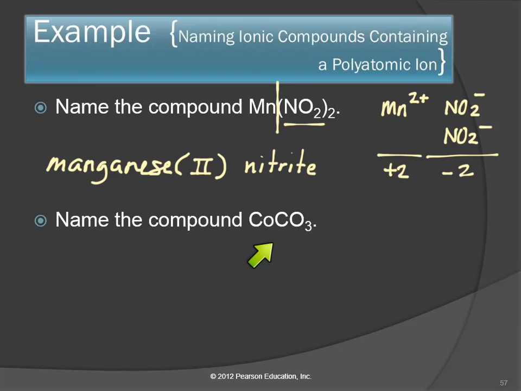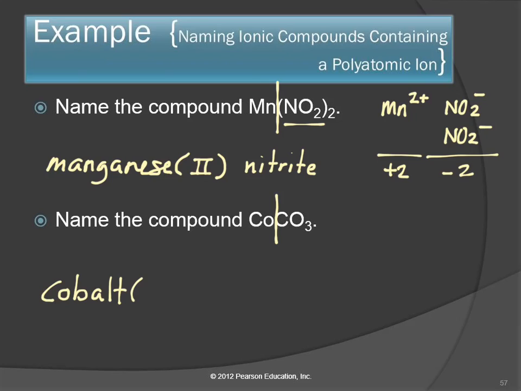How about this one? That one looks like Cocoa 3 might be a good name for it, but that's not. What's the first element? Co. Cobalt. It looks like carbon and then an O, right? Pay very careful attention to the capital letters and the lowercase letters. And when you write these formulas on your paper, it matters whether you have a lowercase o or an uppercase O. So cobalt. Does cobalt need a Roman numeral?